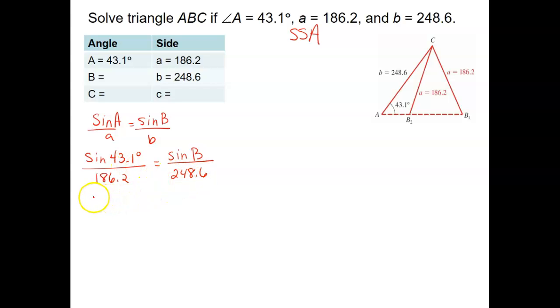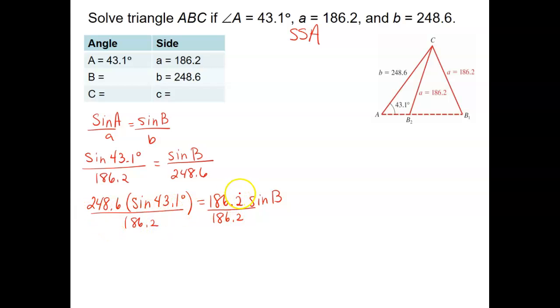Okay, we want to cross multiply. So when we do that, this is what we're going to have. I recommend that you don't evaluate most of this until the very end so that you don't create more error in your answer. Okay, so I need to divide by the 186.2. So those will cancel. So I have the sine of B is going to be 248.6 times the sine of 43.1 degrees over 186.2.